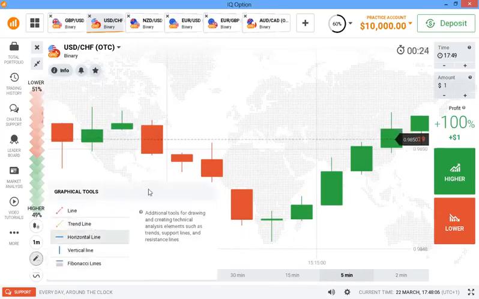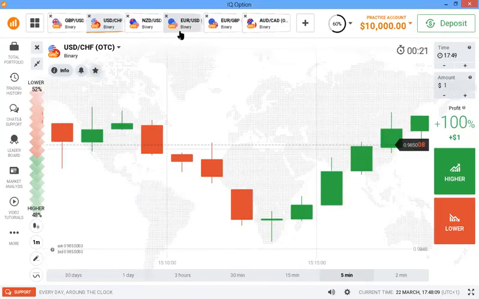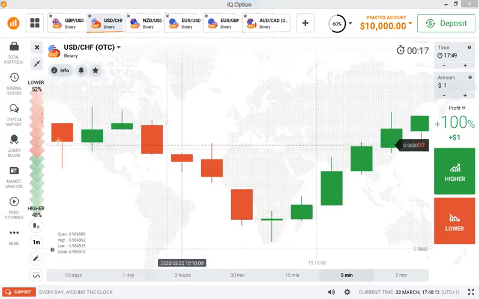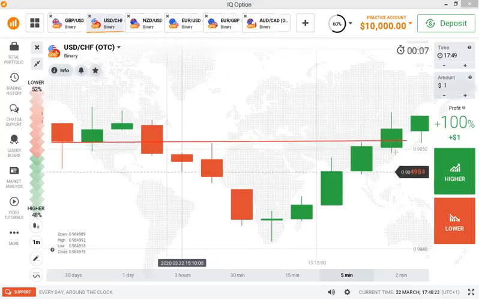Okay. So here, now I have drawn my level. This is my level here. This one. Body of the candle connected to this. Body of the candle connected to this. You can see, look at this level, look at the market now.